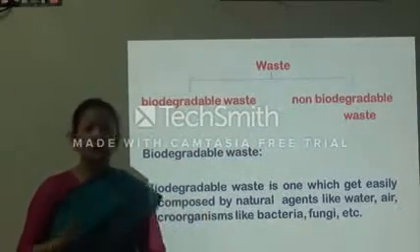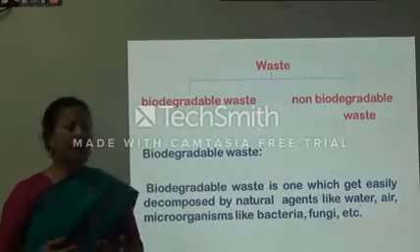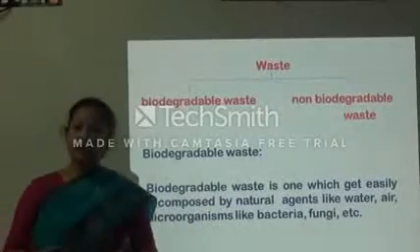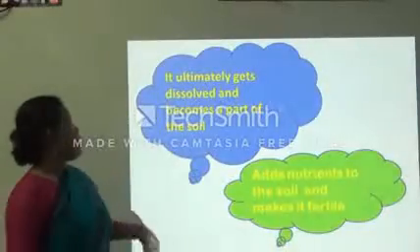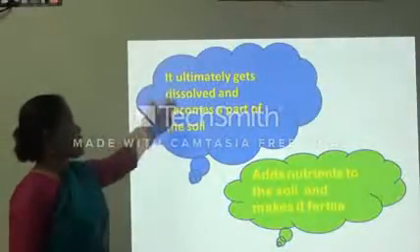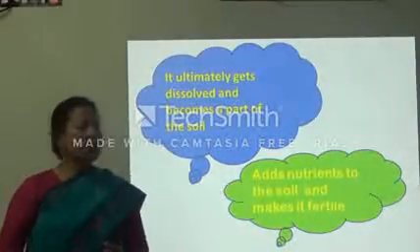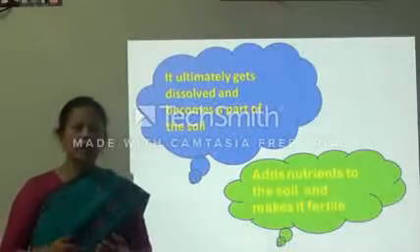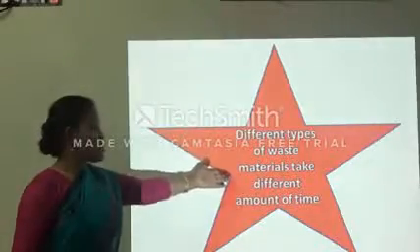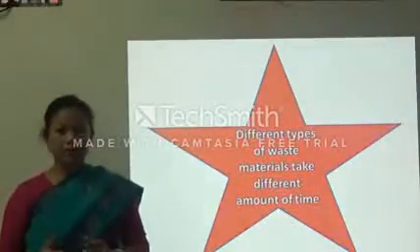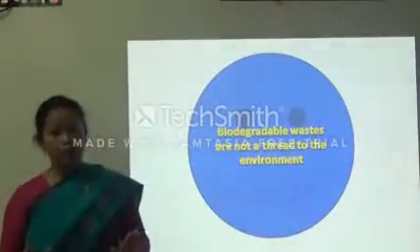Biodegradable waste is one which gets easily decomposed by natural agents like air, water, and microorganisms like bacteria, fungi, etc. Biodegradable waste ultimately gets dissolved and becomes a part of the soil. It adds nutrients to the soil and makes it fertile. Different types of waste materials take different amounts of time. Biodegradable wastes are not a threat to the environment.